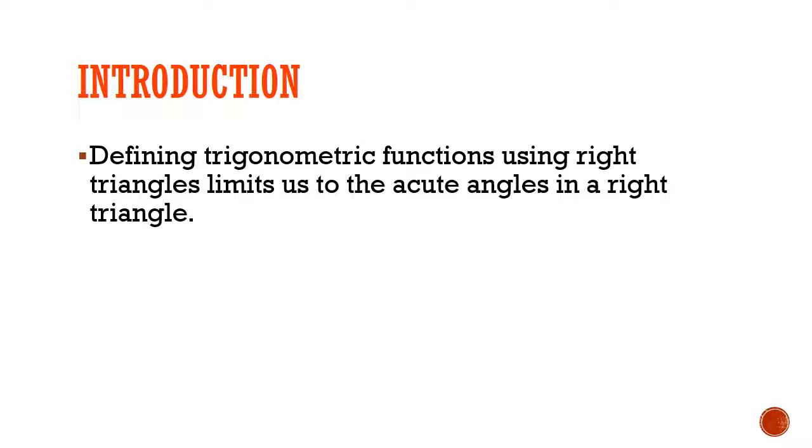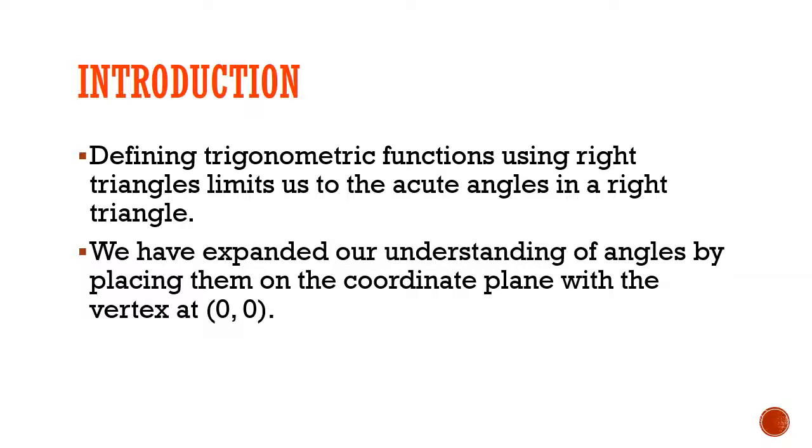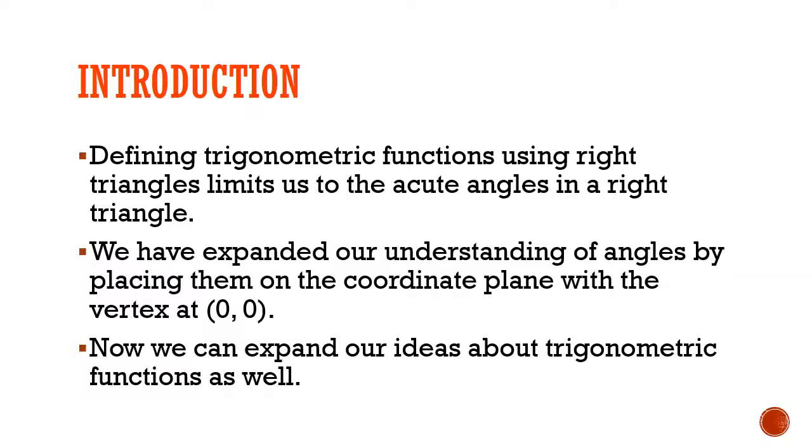All right, so defining trigonometric functions using right triangles limits us to using only the acute angles in a right triangle. And remember, we have far more angles than just that. We've expanded our understanding of angles by placing them on the coordinate plane with the vertex at 0, 0 in standard position. And now we can do positive angles, negative angles. They can be greater than 90, they can be greater than 360. We have all kinds of angles, so we need to expand our ideas about the trig functions to match our expanded idea about angles.